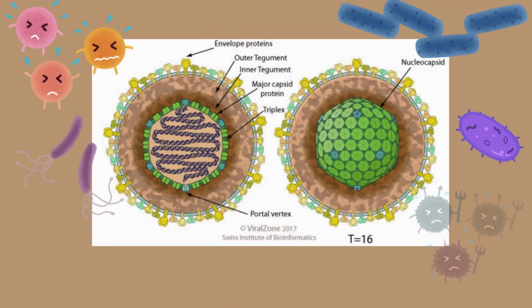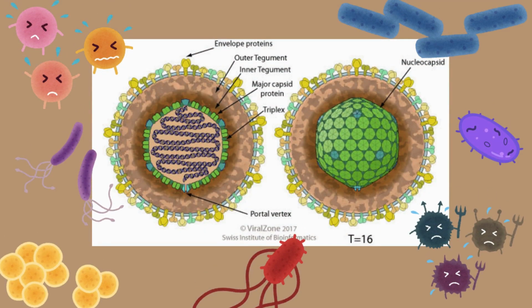Now let's look at the structure. HSV is an enveloped double-stranded DNA virus. Its structure has four main parts: the envelope, tegument, capsid, and DNA genome. The envelope is the outer lipid membrane surrounding the virus.